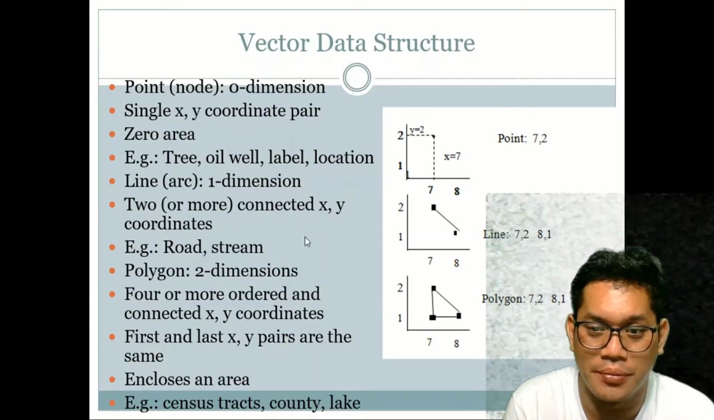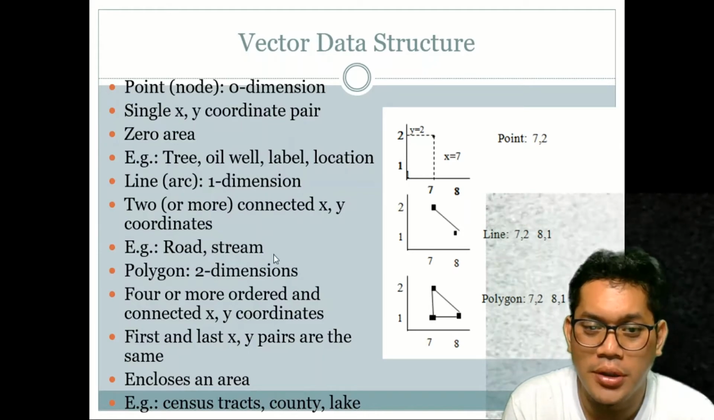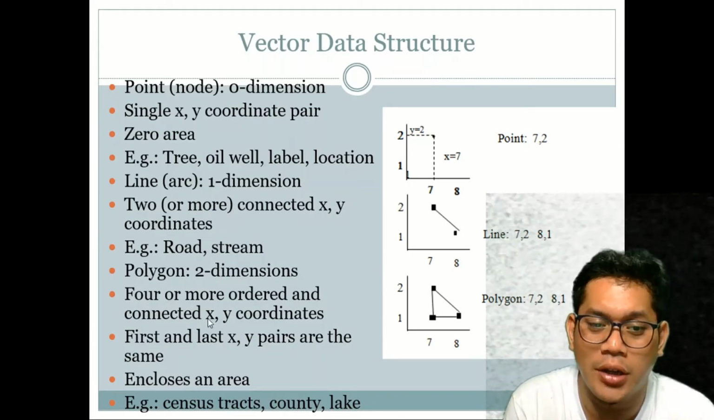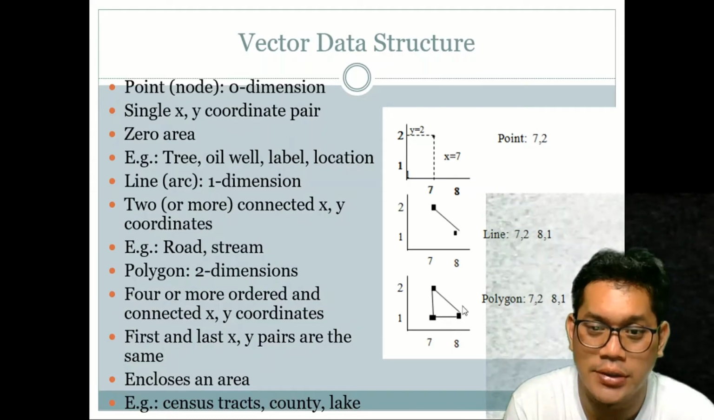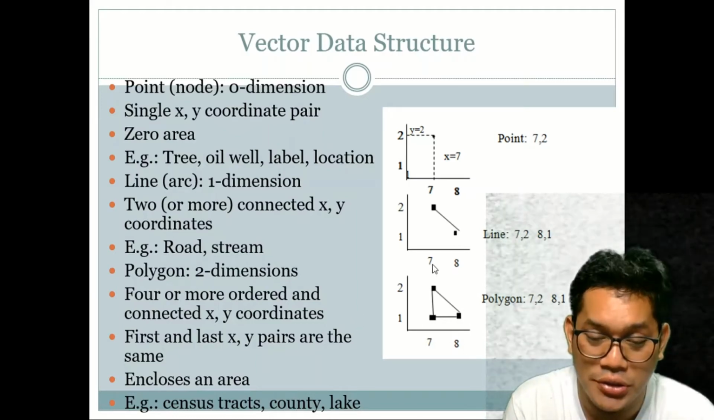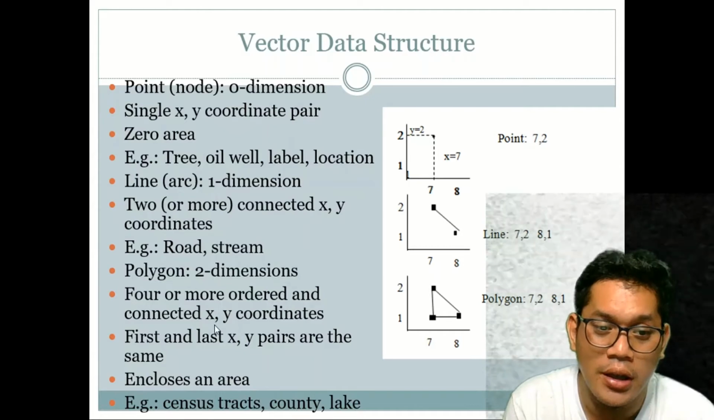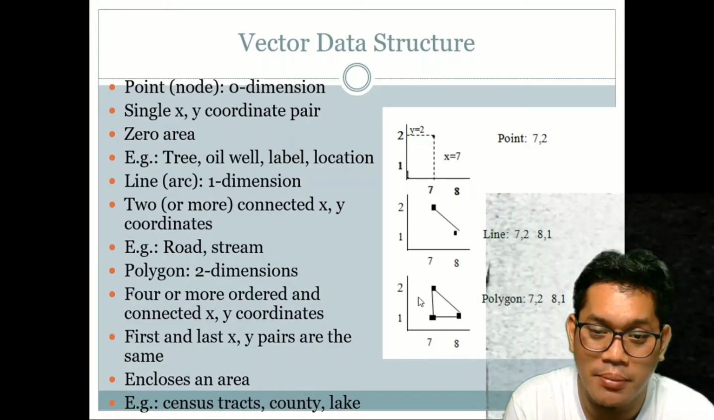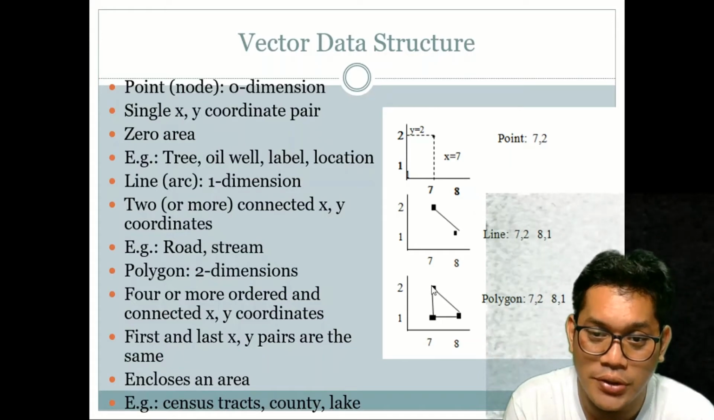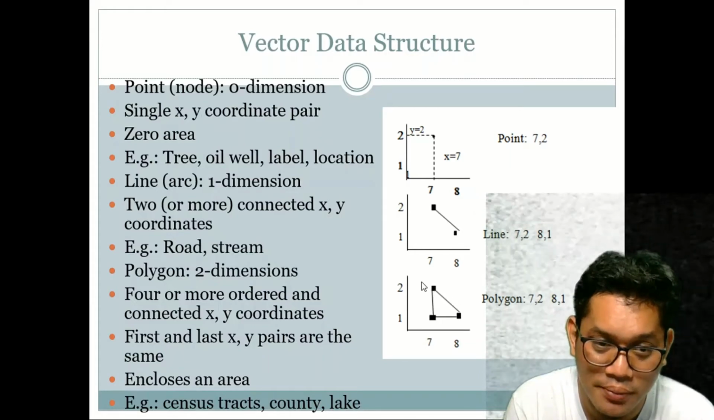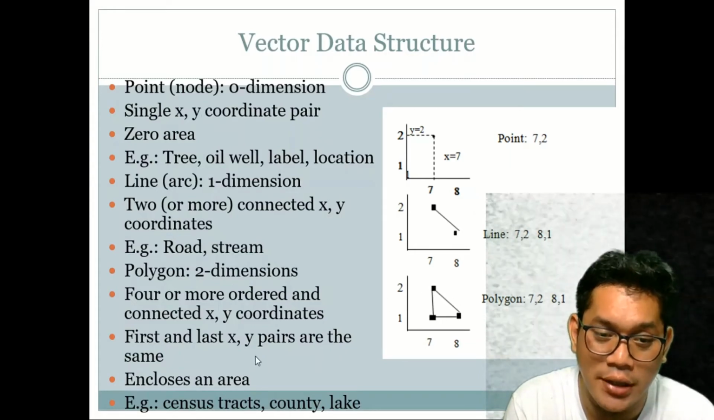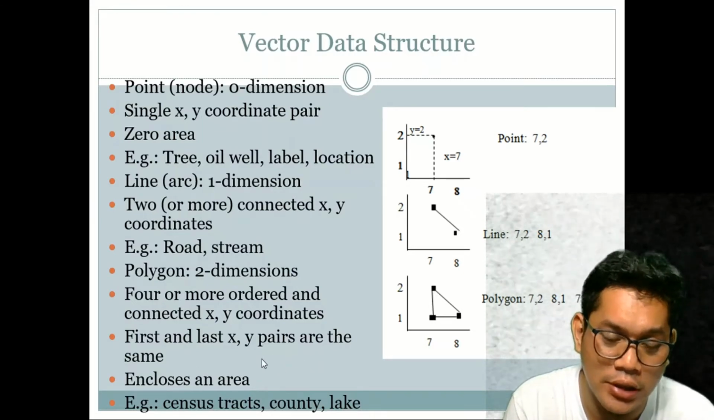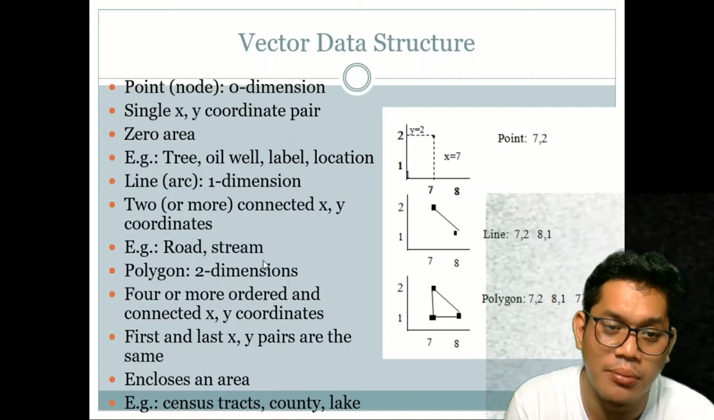Examples are a road or a string. While polygon is 2 dimension, where it is 4 or more ordered and connected x and y coordinates. It has its own sequence to come up with the polygon, and the first and the last x and y pairs must be the same. So the first point will be the last point, and it must enclose an area. Examples here will be a country boundary, a lake, and more.